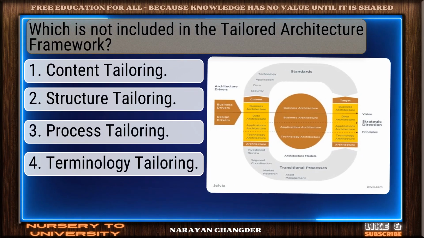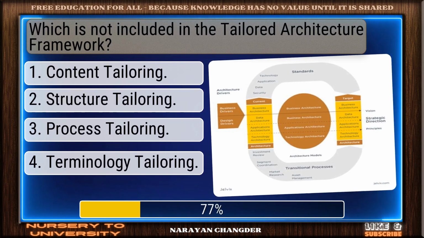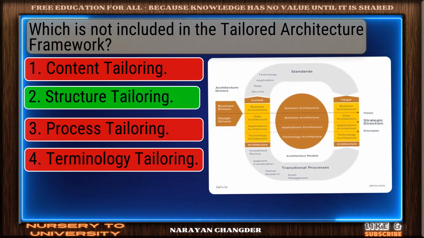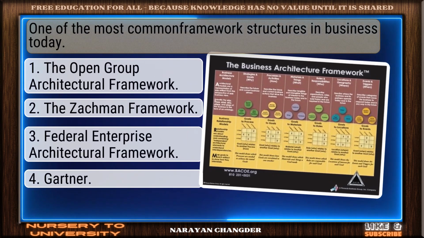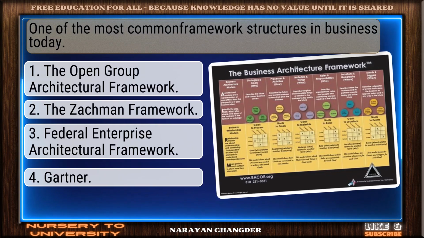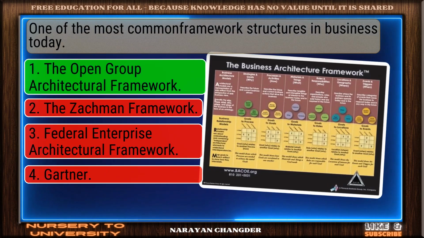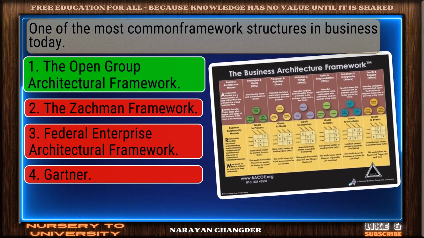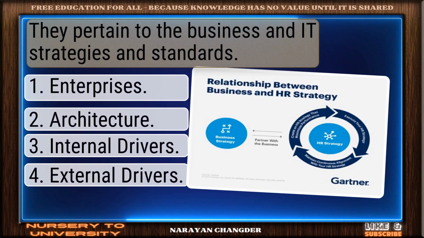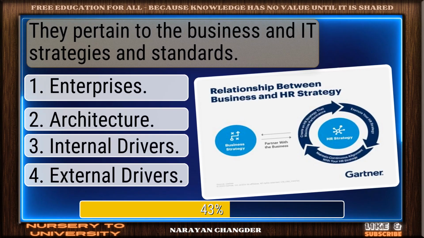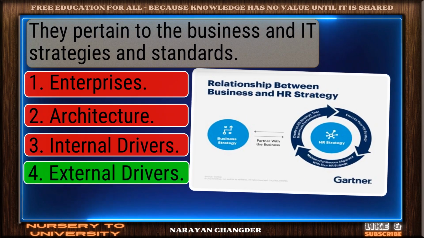Question number 41. Which is not included in the tailored architecture framework? Right choice. Structure tailoring is the best answer. Question number 42. One of the most common framework structures in business today. Smart move. The Open Group Architectural Framework is an accurate answer. Question number 43. They pertain to the business and its strategies and standards. Strong choice. External drivers is the right answer.